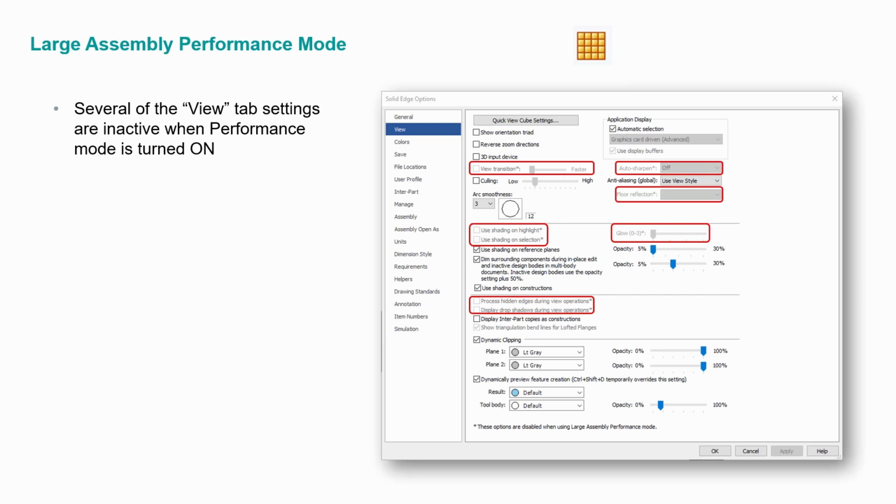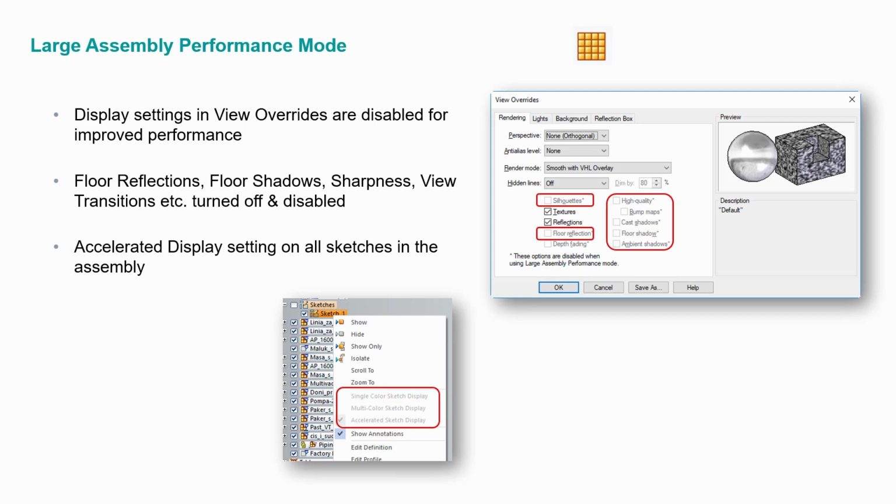Here we can see some of the view settings that are turned off while the mode is active. These settings include view transitions, shading, glow, and reflections. Quality rendering settings such as shadows and bump maps are turned off in addition to using the accelerated display settings on all sketches in the assembly. Large Assembly Performance Mode is a great way to increase graphical performance, making it easier to work with large datasets.